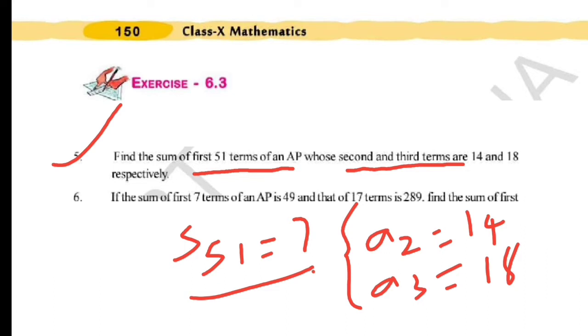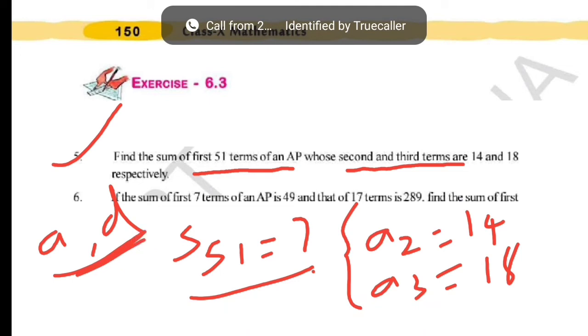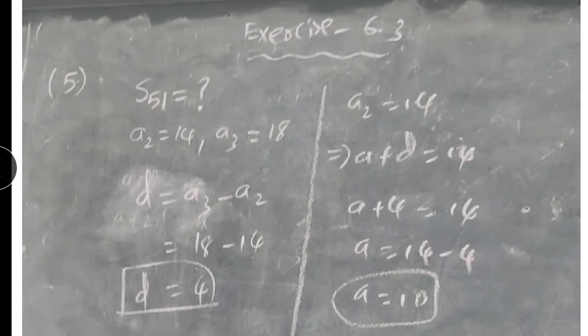To find S51 we need the a value and d value. Let's find a and d from a2 and a3. Using a2 and a3 we can find the common difference, because these two are consecutive terms. So d equals a3 minus a2. a3 is 18 and a2 is 14. 18 minus 14 is 4. So the common difference is 4.